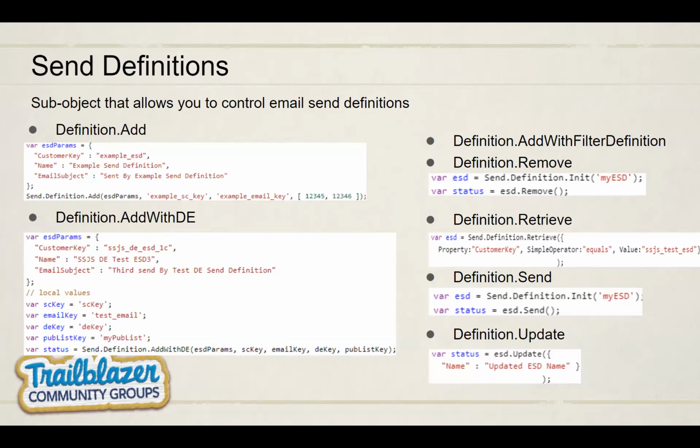The remove function removes a previously initialized send definition, and it returns the status of the removal. And then the definition retrieve function retrieves send definitions based on the specified criteria. And then the definition send function sends emails to the lists associated with the initialized send definition. And finally, the definition update function updates the send definition and returns that status.